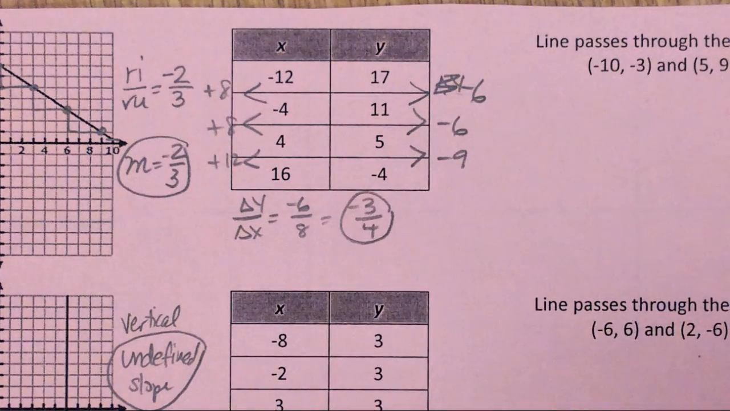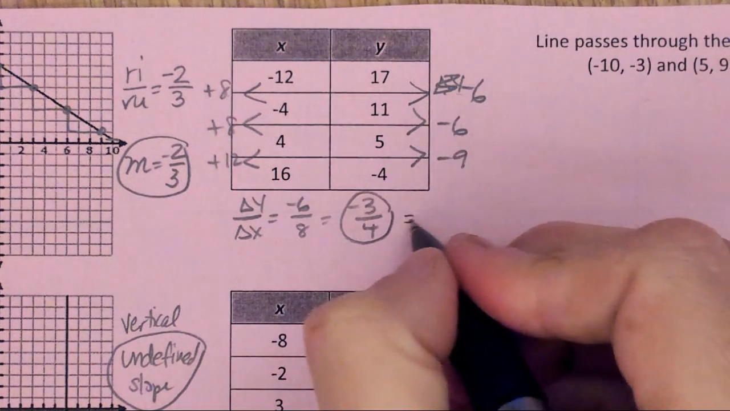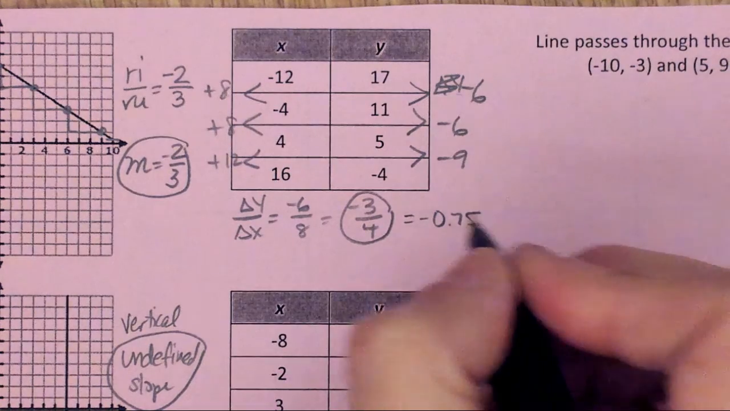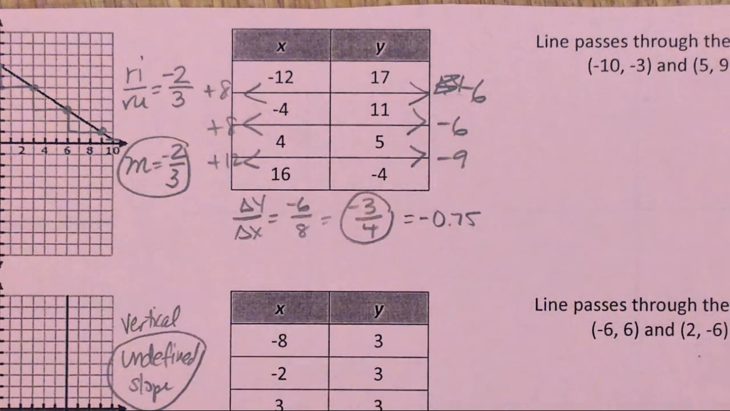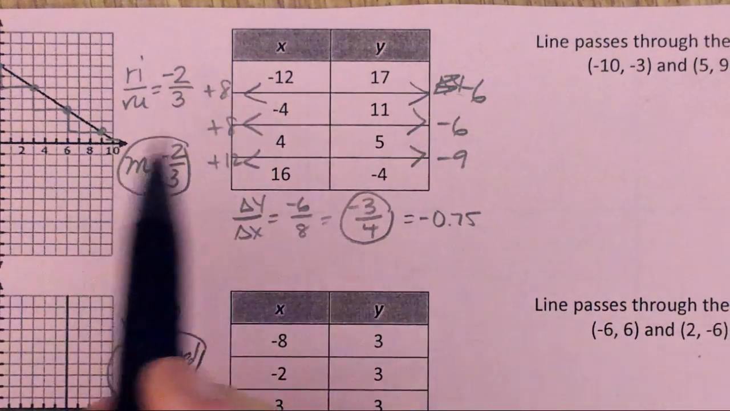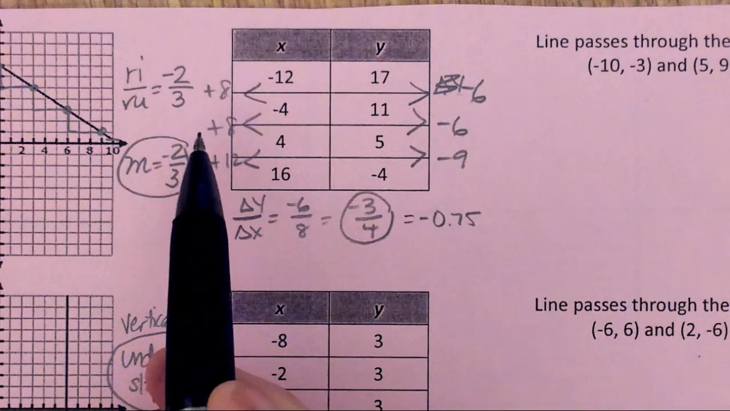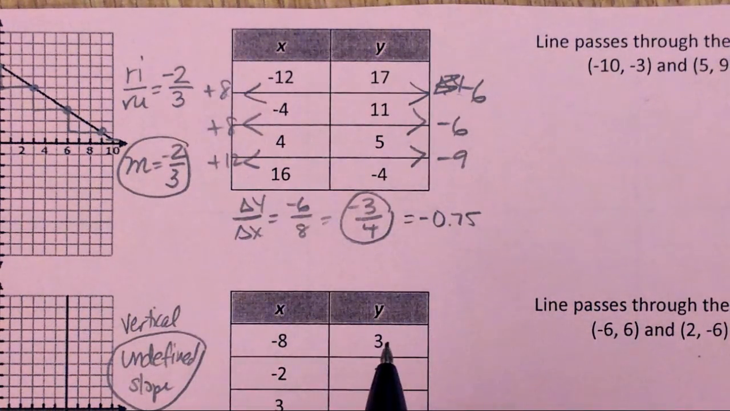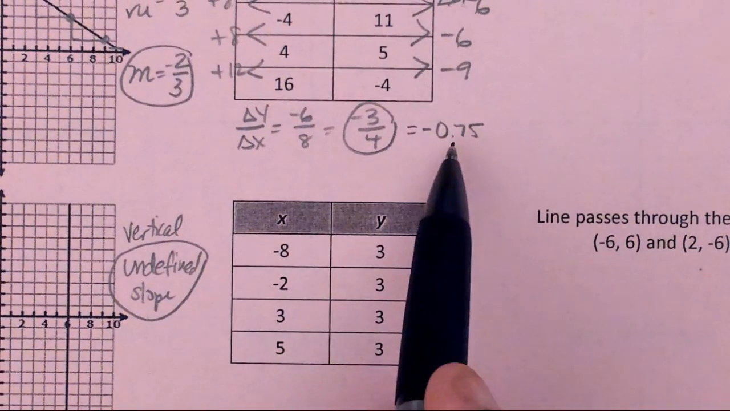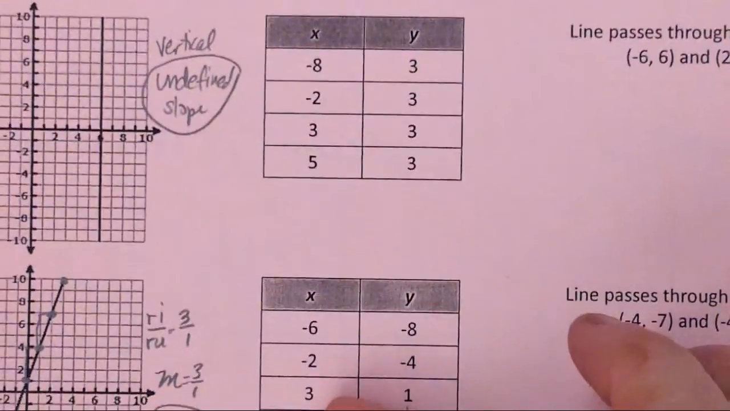Now again, I like to leave my slope as a fraction, but if you put negative 0.75, it's not wrong. I just like to leave it as a fraction because anytime I'm dealing with slope, there's a chance they're going to ask me to graph it, and it is easier to graph a rise of negative 3 over a run of 4 than it is to go down 0.75 over 1. It's just easier to graph, so that's why I leave it like that. But this is not a wrong answer. I just tend to leave my answers like that.